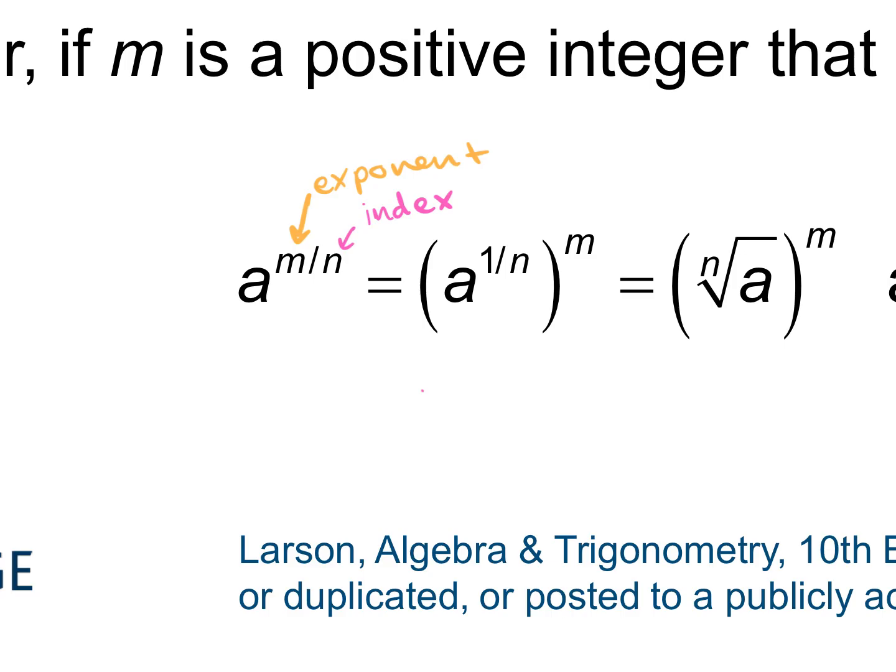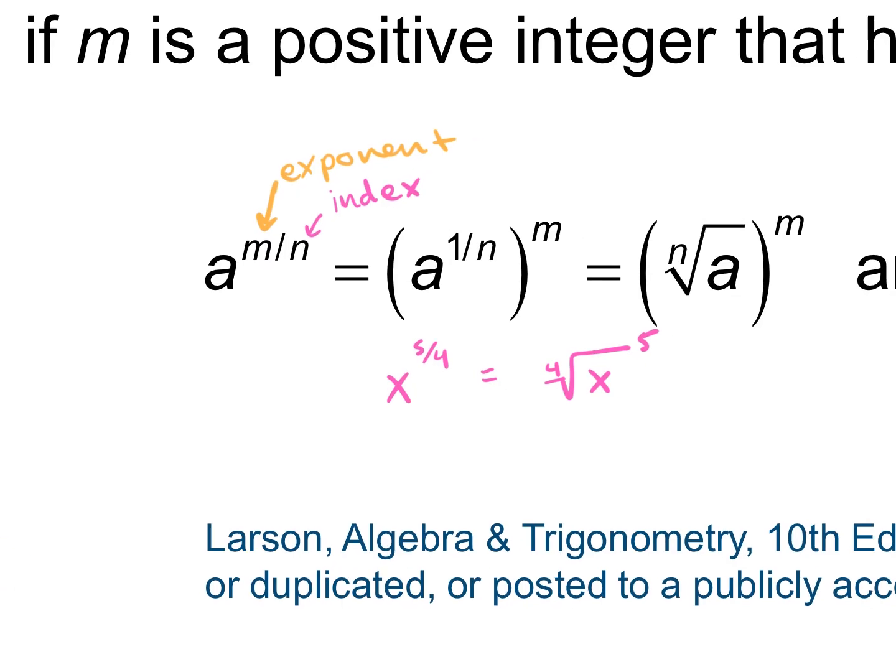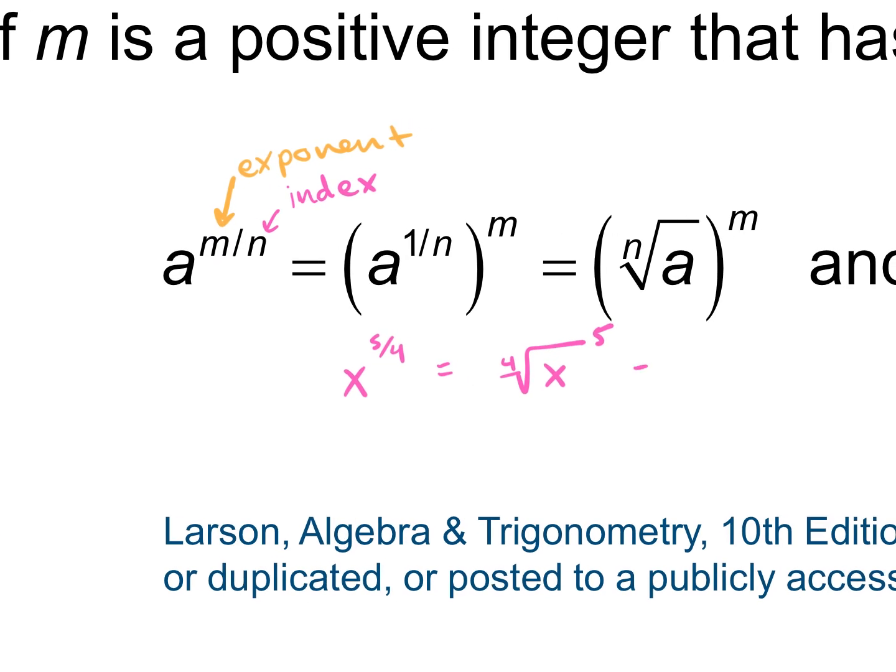So if I had something like x to the power of 5 over 4, I could simplify this by making the 4 the index on my radical. So this would be the same thing as saying the 4th root of x to the 5th power, which we talked about yesterday, that we could also put that exponent on the inside. So we could have the 4th root of x to the 5th power. So all 3 of these are the same thing.